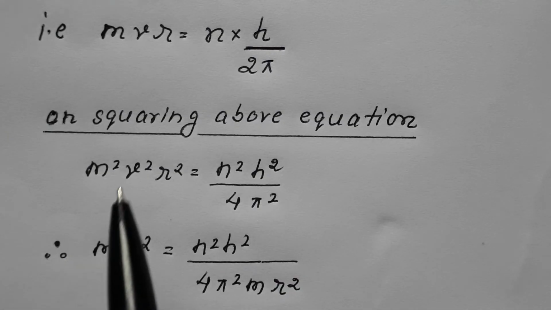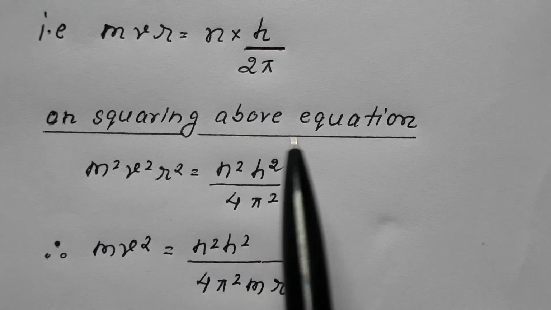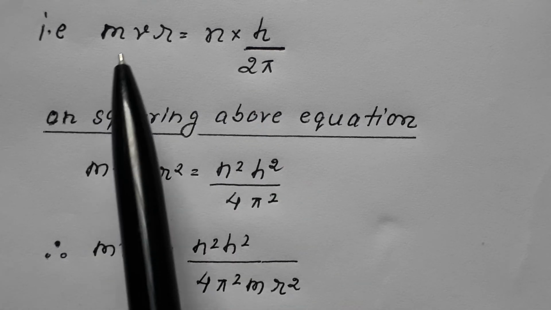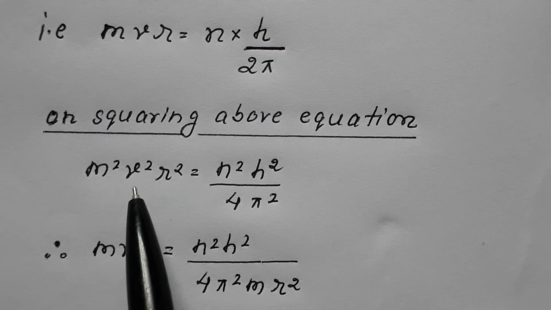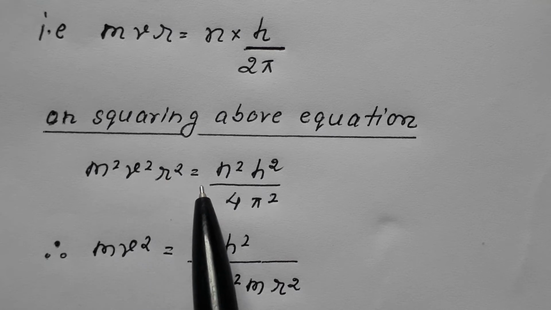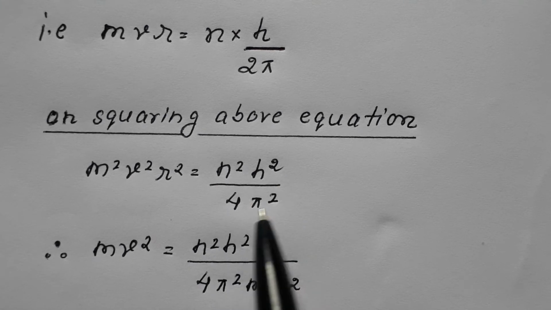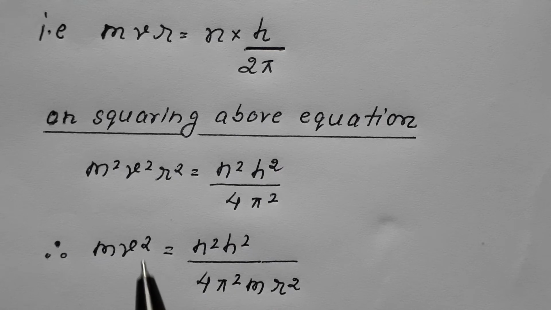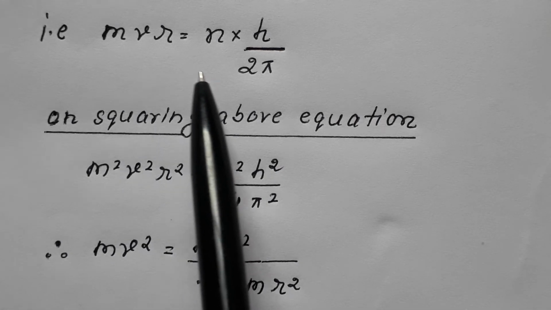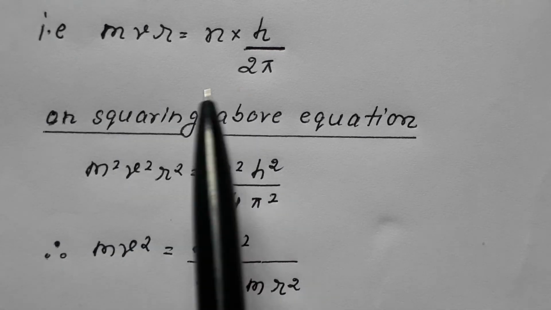Now if this above equation is squared, it becomes m square into v square into r square is equal to n square into h square upon 4 pi square, since 2 square is 4. I have simply squared the complete equation, which makes no difference, as both sides are completely squared.